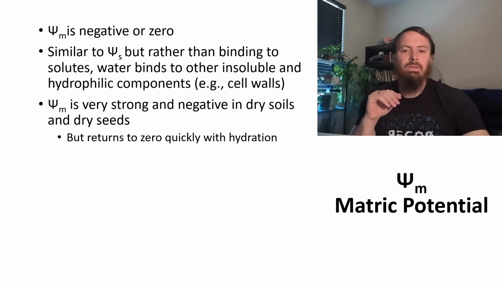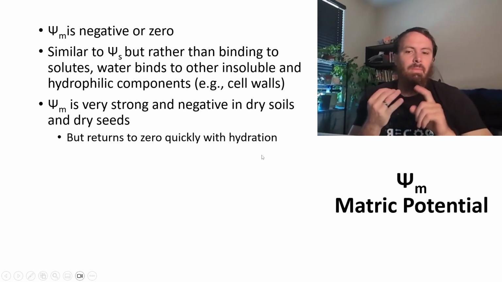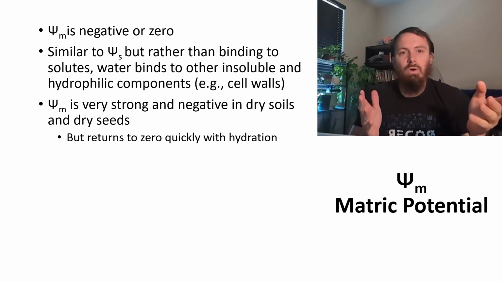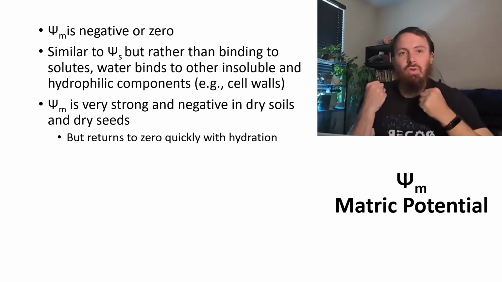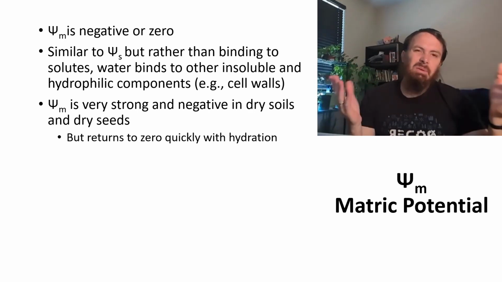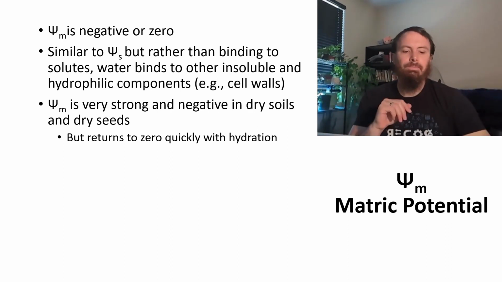Now, in a dry seed, it can be very strong and negative, and in dry soils, it can be very strong and negative. And the reason for that is there's not much water there. And so if you get a little bit of water, it's going to attract the water really tightly, really quickly. But as soon as you add a lot of water, it becomes 0. It doesn't really matter anymore because there's so much water in the system that it's negligible.